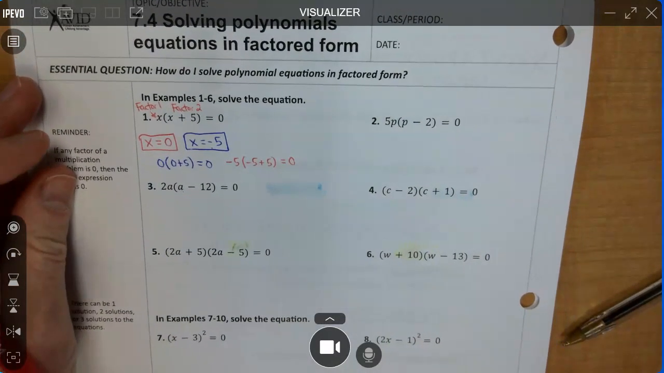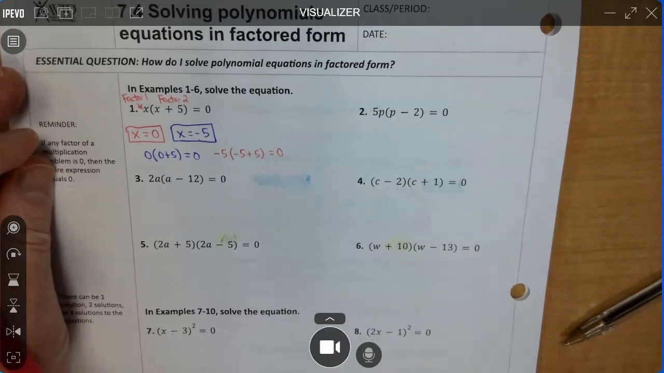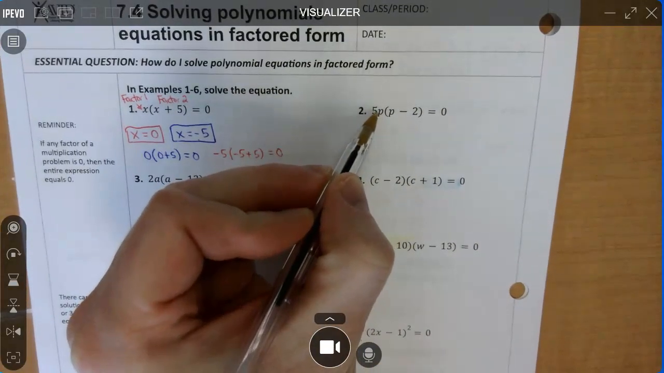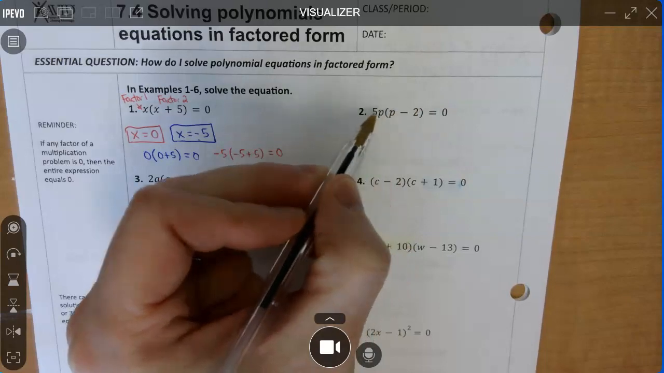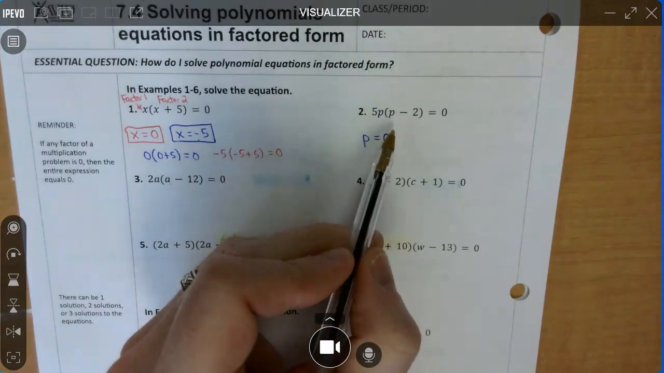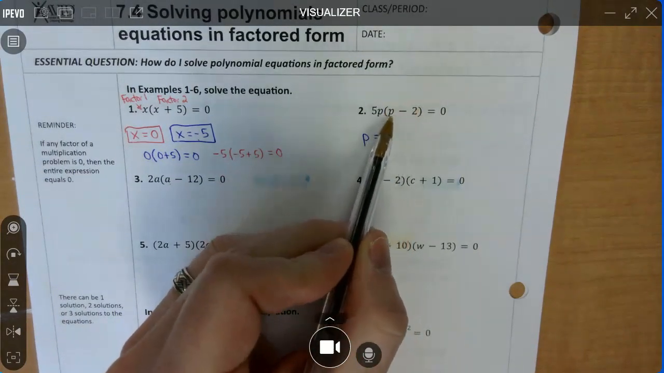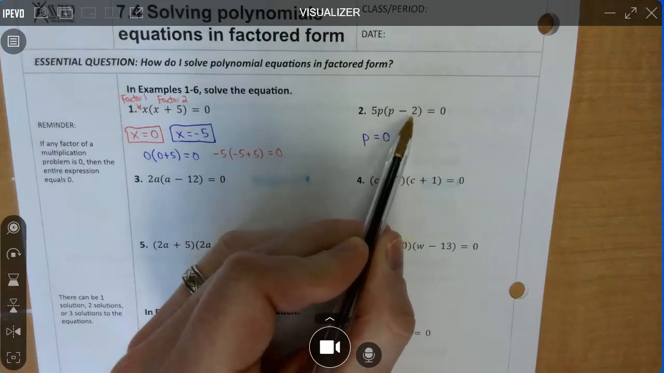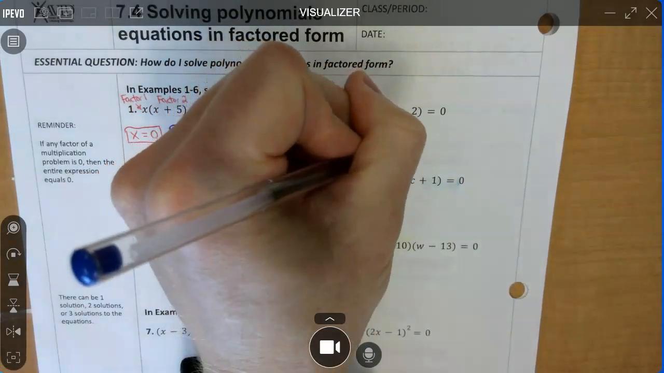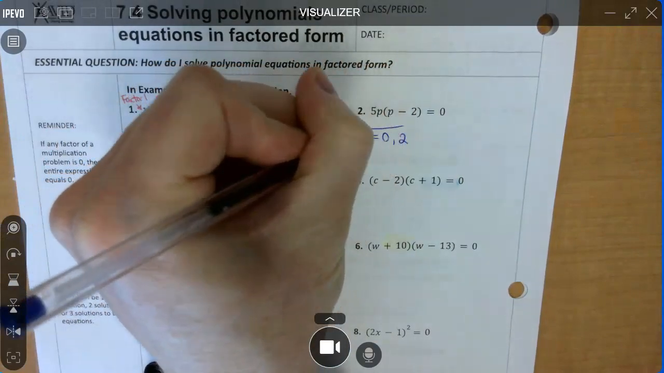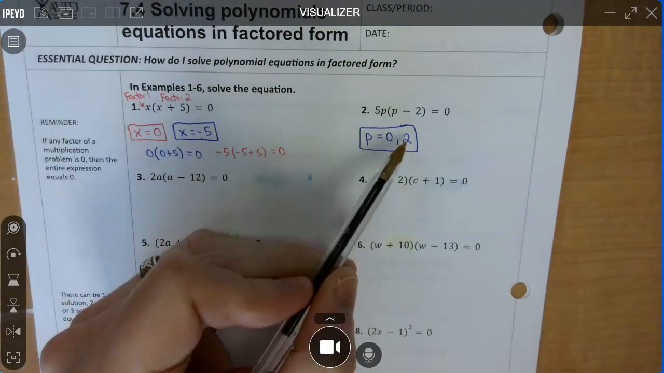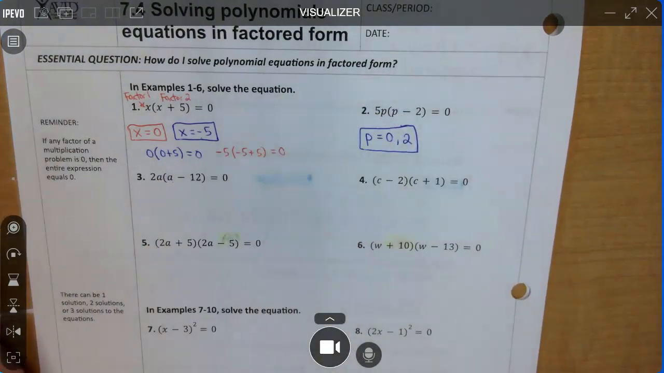And we're going to follow a similar pattern here on the next couple of questions. So on number 2, I know that if this p is 0, 0 times 5 is 0, and times anything else that exists, as long as I'm multiplying, is 0. So I know one solution is p is 0. Now think, what value of p makes all this binomial equal to 0? Well, it's just the opposite of what is already there. So if this is minus 2, this has to be positive 2. So I know it has to be 2. So my two solutions, and this is how we'll start writing our final answer, we'll separate our solutions with commas. When p is 0 or 2, it makes this whole equation equal to 0.